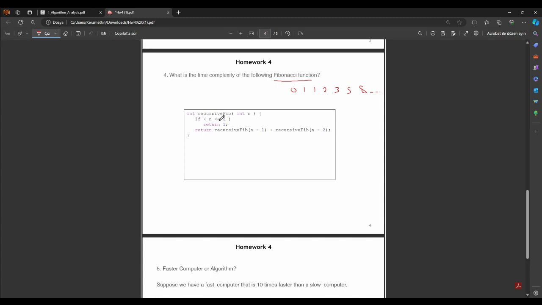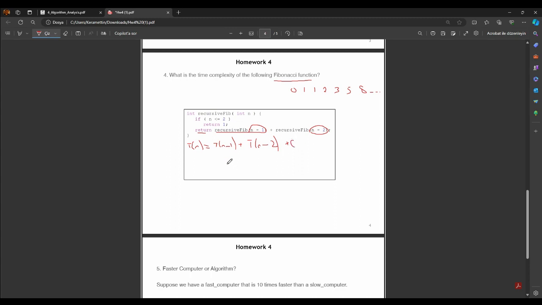If our n is smaller or equal to 2, it will return 1, and if not, it will return n minus 1 plus n minus 2. Our recurrence will be T(n minus 1) plus T(n minus 2) plus a constant.